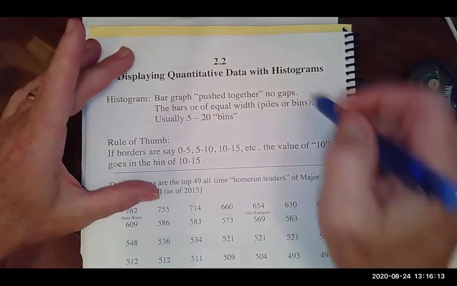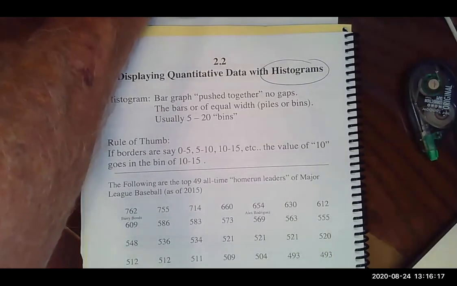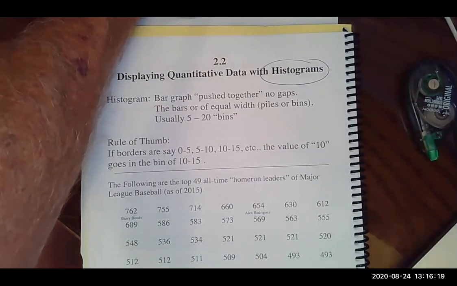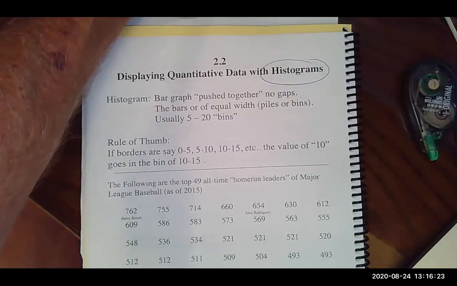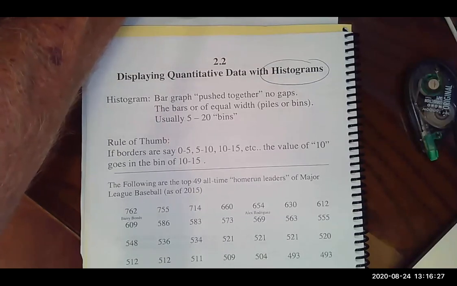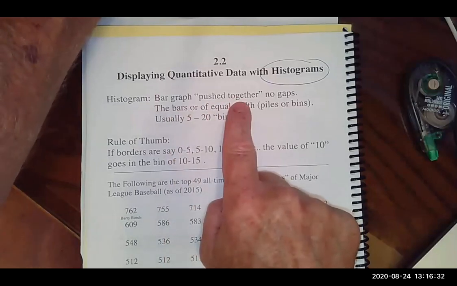For histograms, I call the classes rectangles, because what you are going to have is a bar graph, but all the gaps are pushed together. There's no gaps in between the rectangles. It's called a histogram. So bar graph pushed together, it's called a histogram.